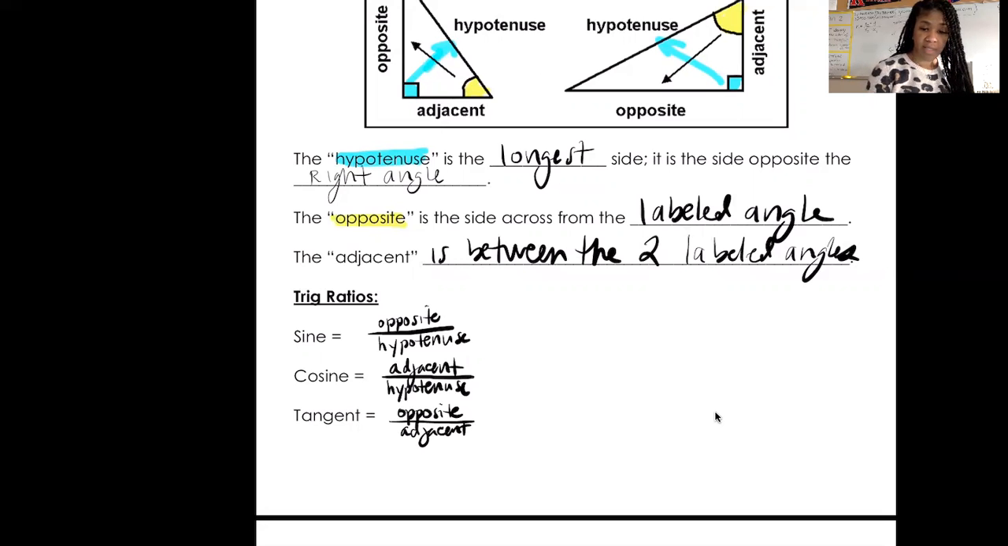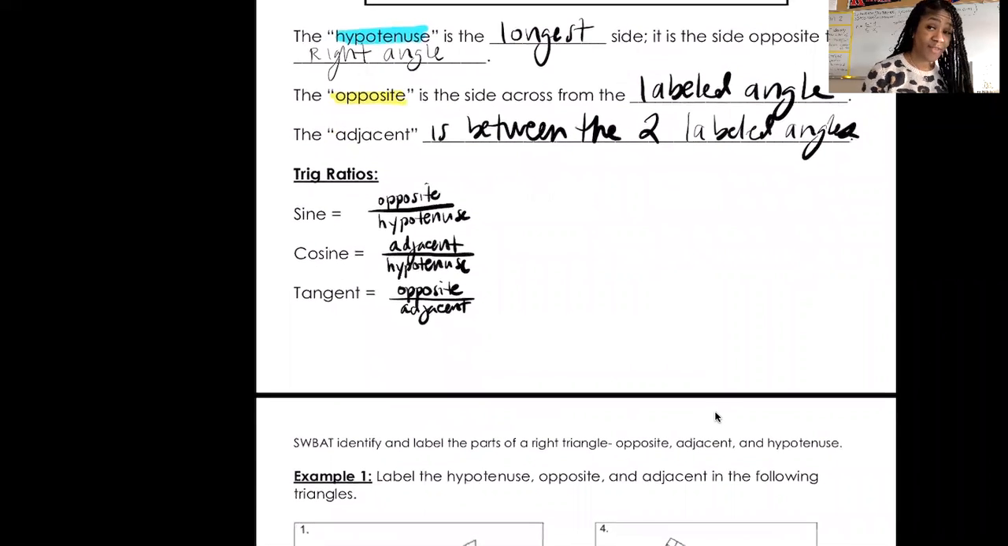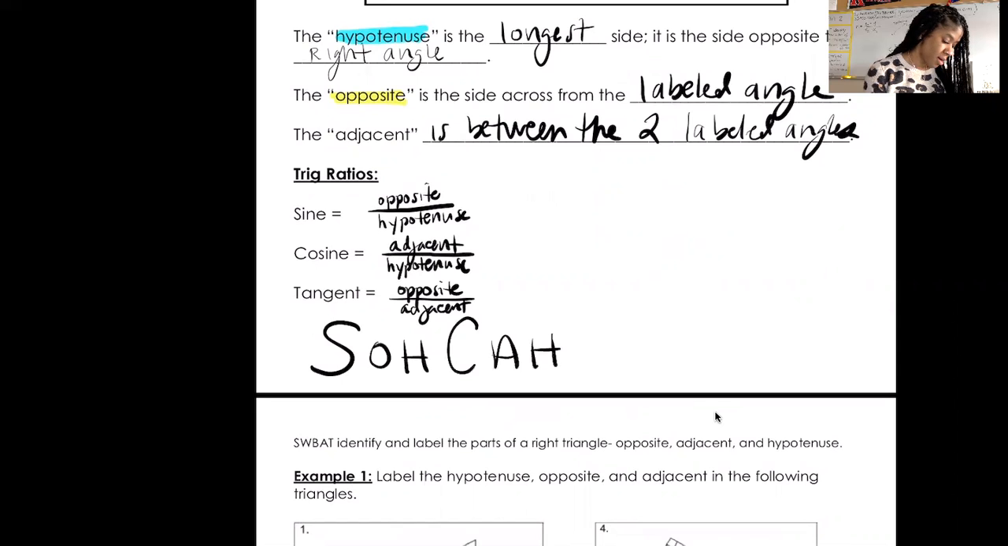Now for my class, these formulas will be on your formula sheet. However, once you move up to pre-cal, they're going to expect you to kind of know this, and it's not going to be on the formula sheet any longer. So I'm going to show you an acronym that my teacher showed me like 15 years ago when I was in geometry myself as a student, and I still remember it. It's called SOH CAH TOA. That's the way you can remember the formulas.